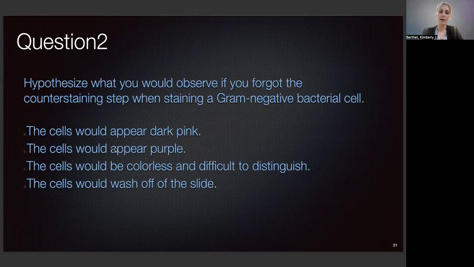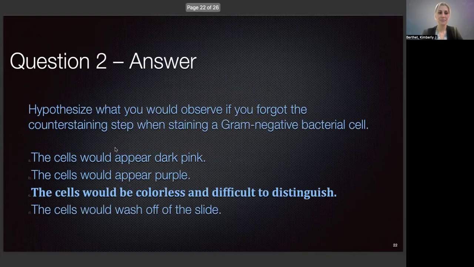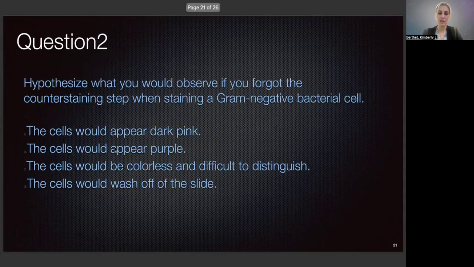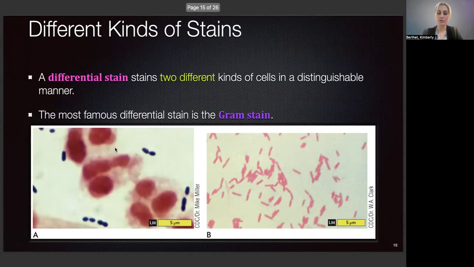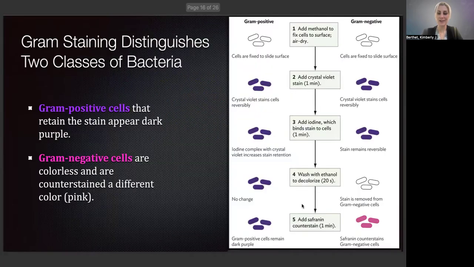Question number 2, hypothesize what would you observe if you forgot the counterstain step when staining a gram-negative bacterial cell? Okay, and on to the answer. If you skipped the counterstain step, the cells would be colorless and difficult to distinguish. So we could go back to this gram stain slide here. So if we forgot the safranin here, we're going to see the image without that pink pigmentation. It would just remain clear.